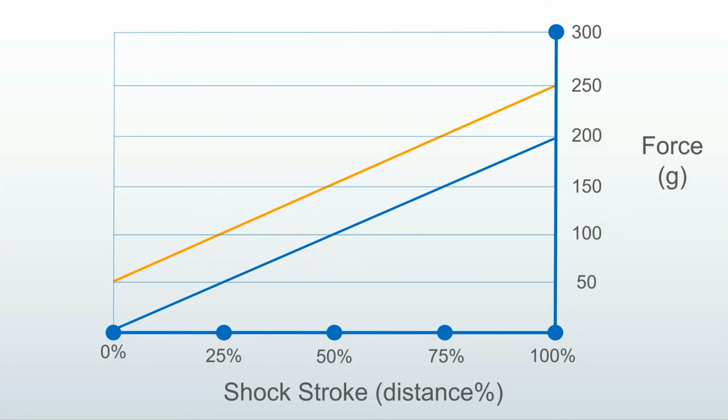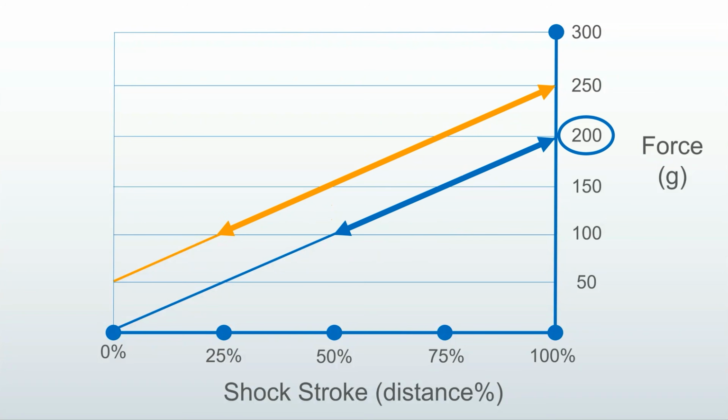The force required to move the wheel has not changed. The slope of the lines are still the same. Remember rise over run and spring rate? That has not changed. So your shock and your suspension response has not gotten any stiffer. 25 to 50% takes 50 grams. 50 to 75% also takes 50 grams.